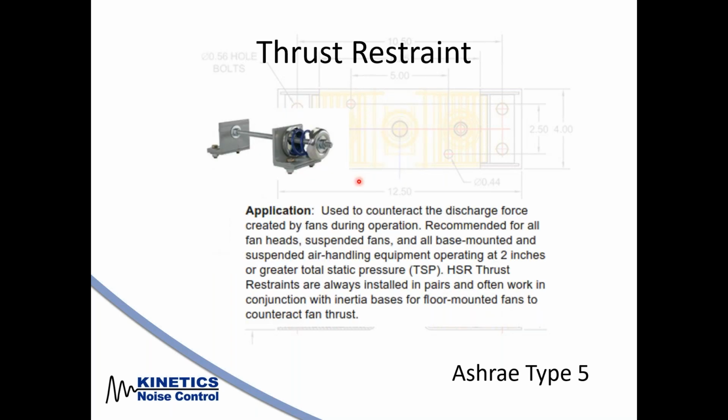An ASHRAE Type 5 is going to be a thrust restraint. A thrust restraint would be installed in a pair. Essentially, when you have a large fan in line with a piece of ductwork, that fan is going to want to pull itself away from the ductwork as it powers up. The thrust restraint is there to keep that fan from pulling itself away.